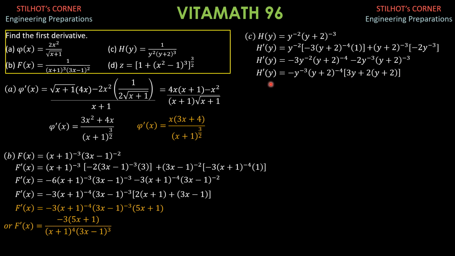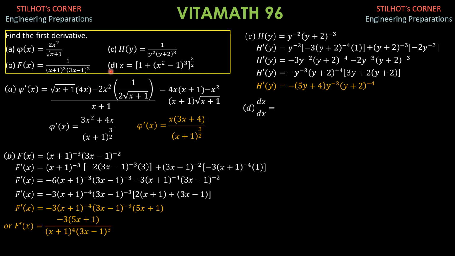So h prime of y may now be answered in the following manner. It is negative (5y + 4), then y to the negative 3, then quantity (y + 2) to the negative 4. So the answer may be that way, or you may bring down again these two to make their exponents positive. Let's proceed to D.